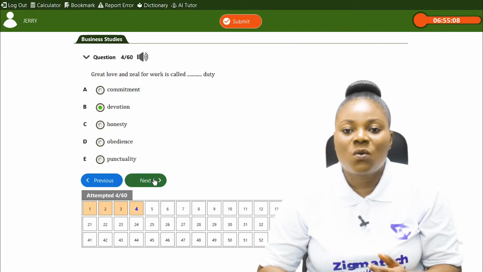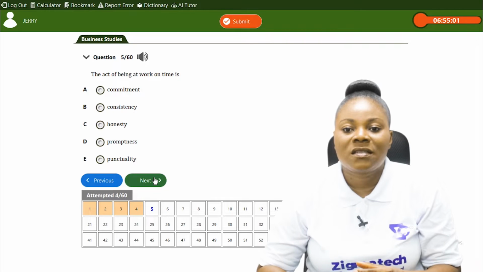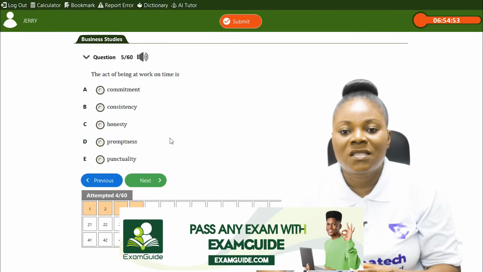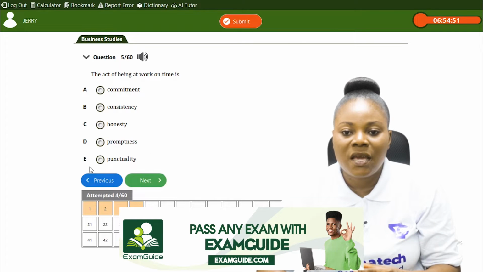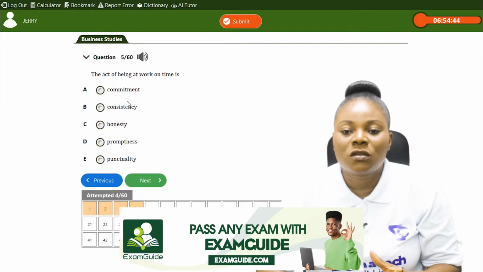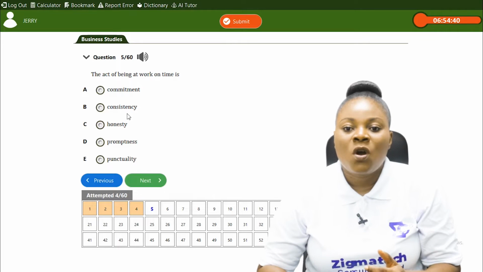The next question, question 5, says the act of being at work on time is dash. A, commitment. B, consistency. C, honesty. D, promptness. E, punctuality. Commitment is the level of devotion or the level of effort that you put into your work.